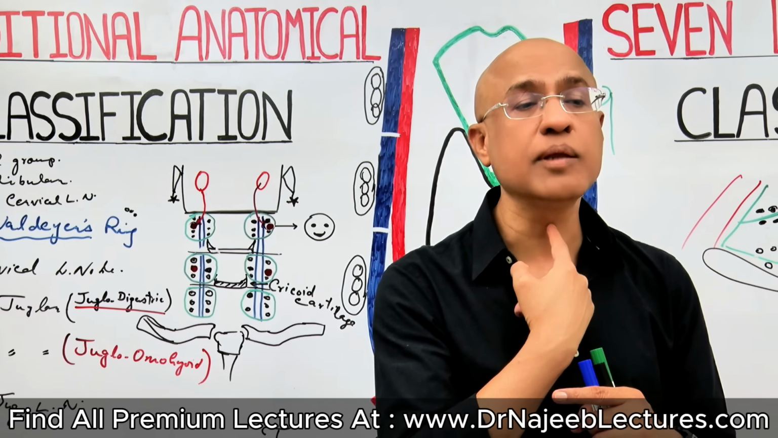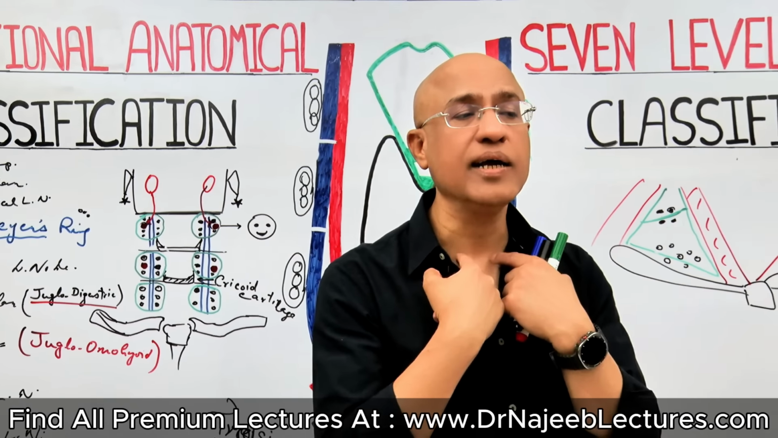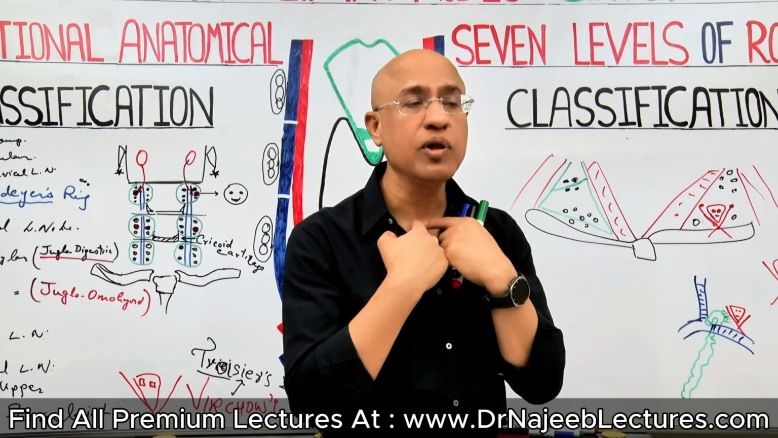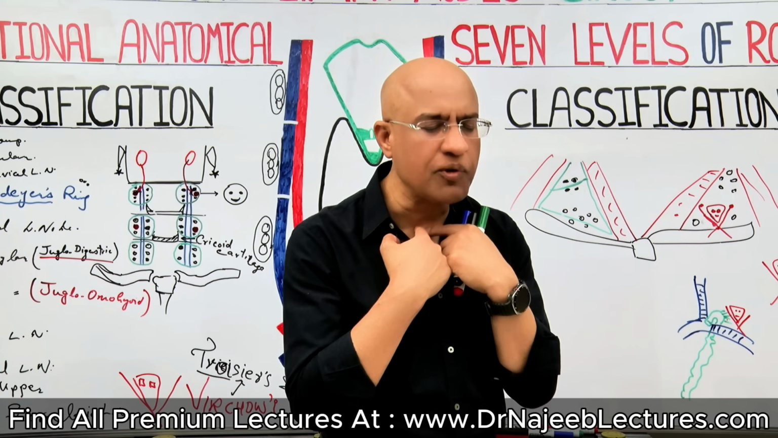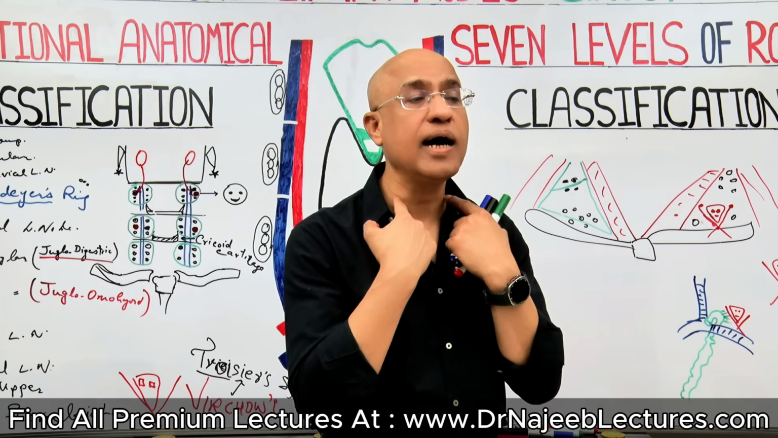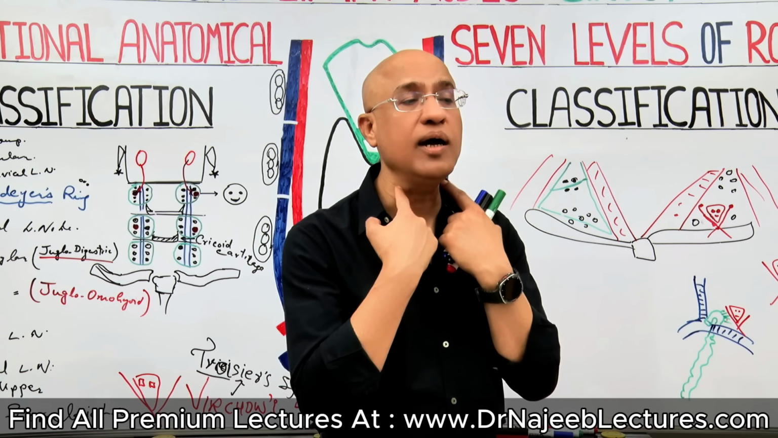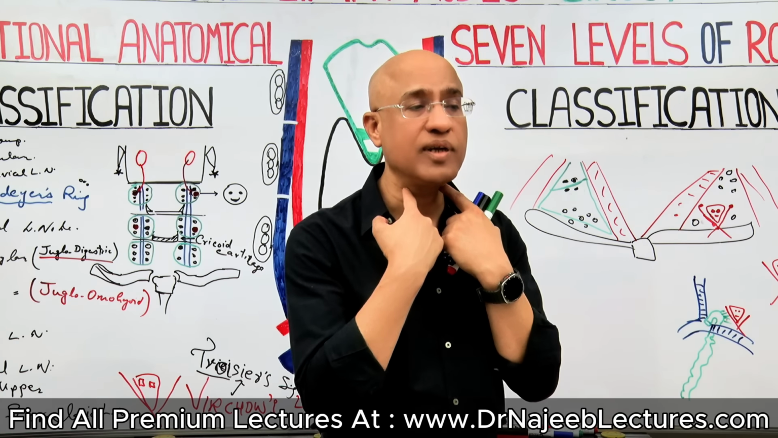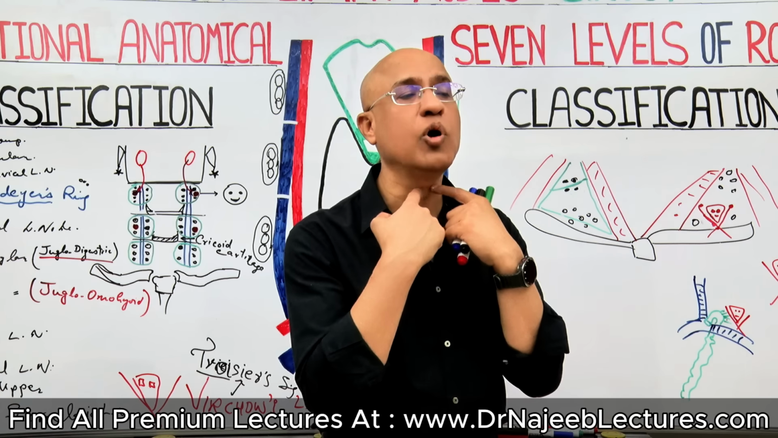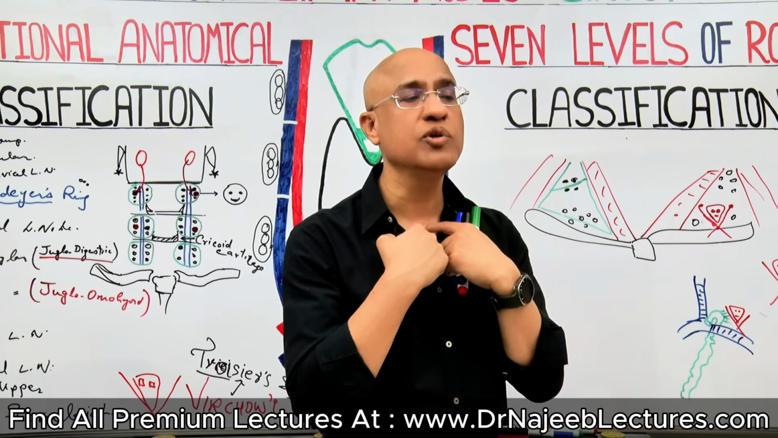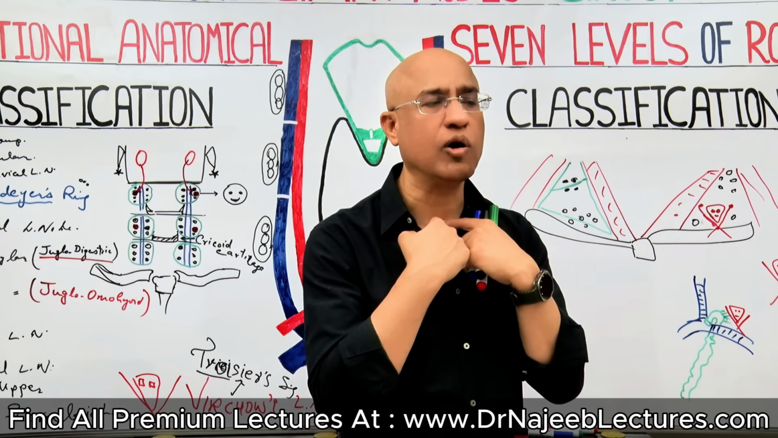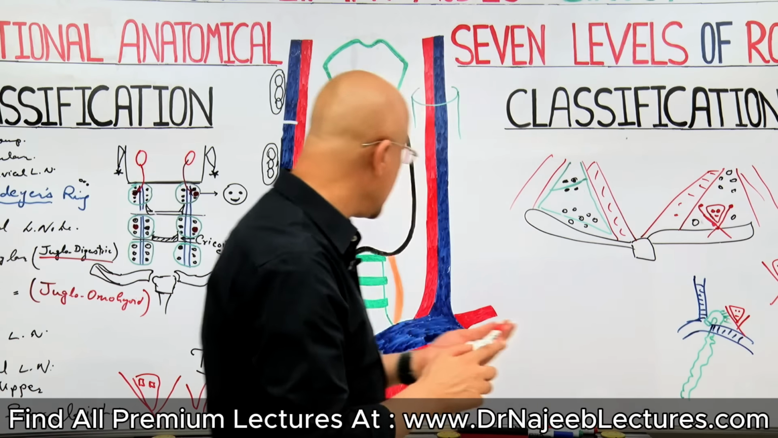These deep lymph nodes in the midline or paramidline are called the central group of cervical lymph nodes. The central group of cervical lymph nodes are always medial to the carotid artery, right? Number one. In the upper extent maybe up to the hyoid bone, and lower up to the sternal notch, and even behind that, up to the sternal notch.